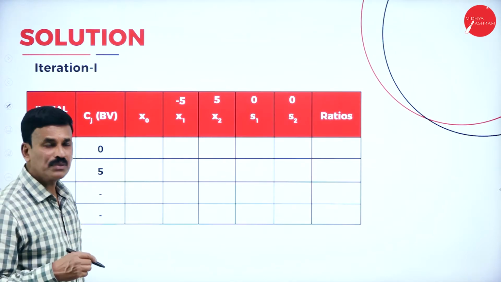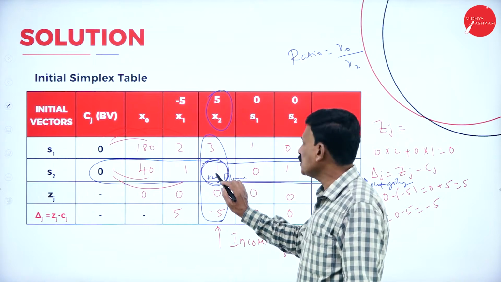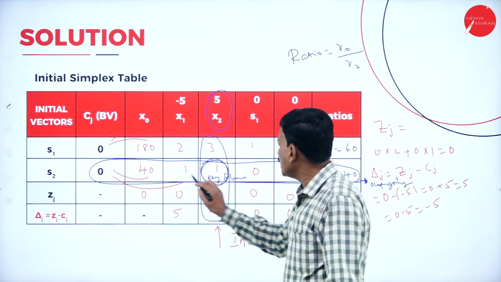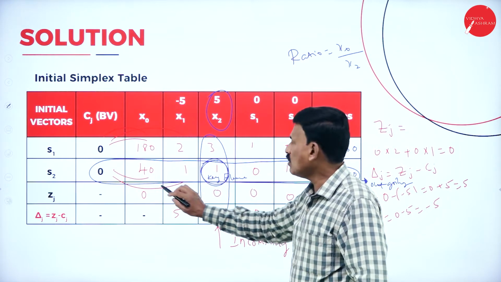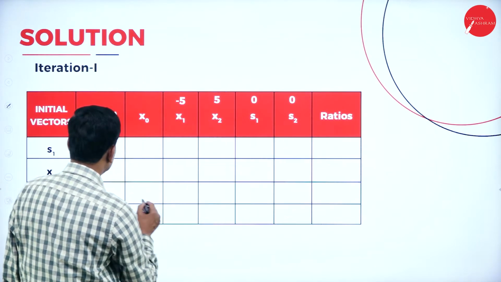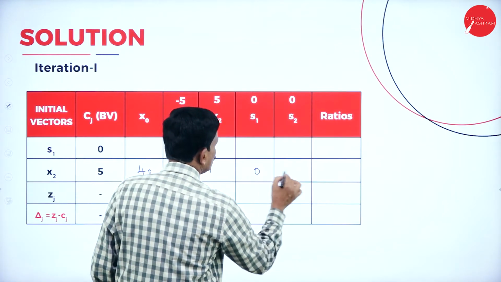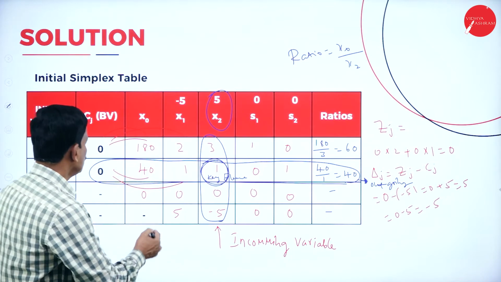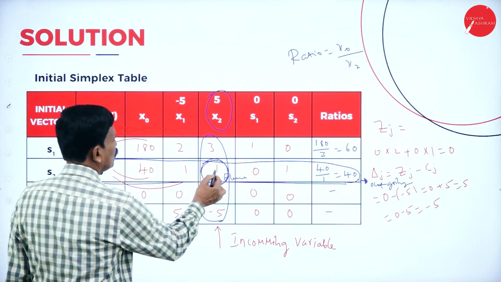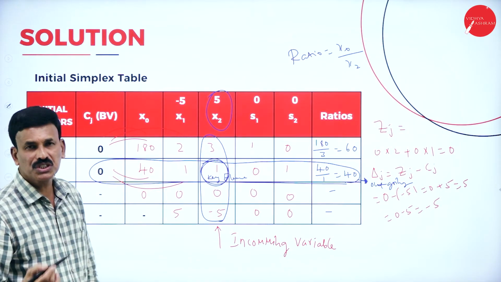Now let us come to the previous table. Since here the key element is 1, there is no need to change. As such, I can enter all the values. So here it is 40, 1, 1, 0, 1. See here, 40, 1, 1, 0, 1, because the key element is 1, there is no need to change.